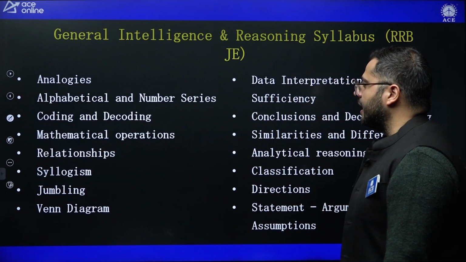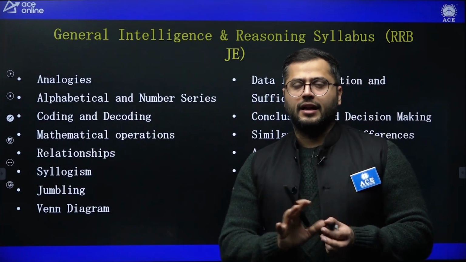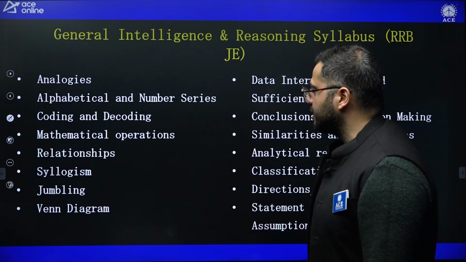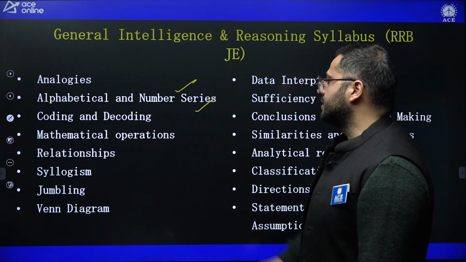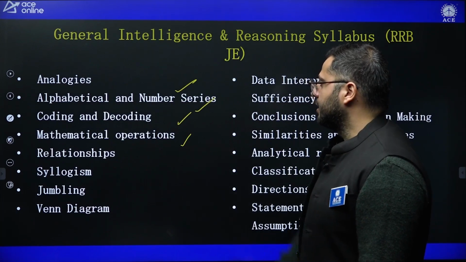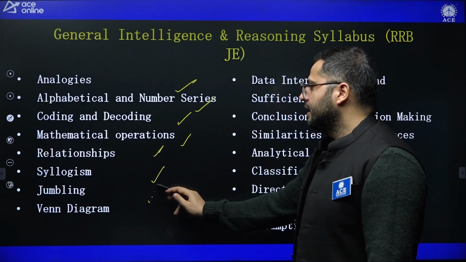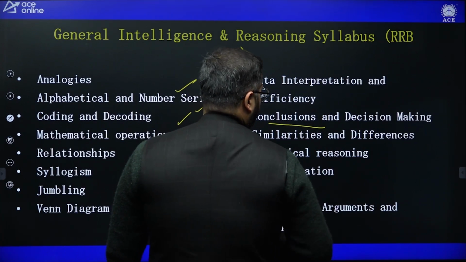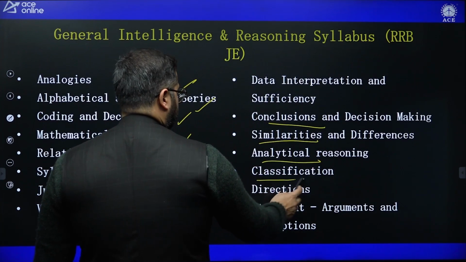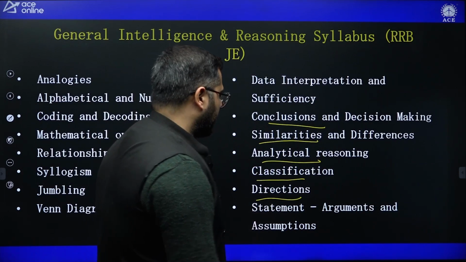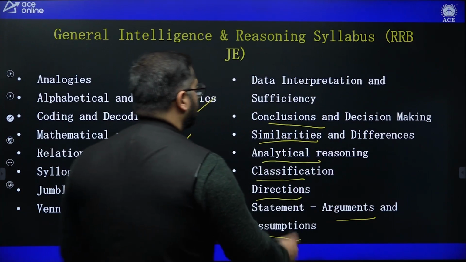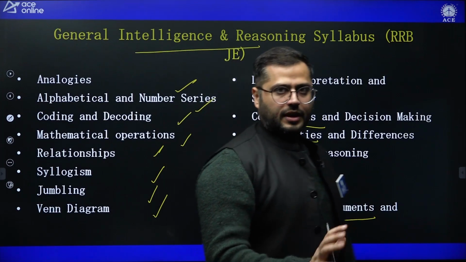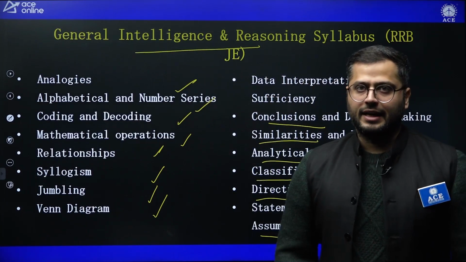After this, general intelligence and reasoning. Both SSC JE and RRB JE are approximately the same. Analogies, alphabetical and number series, coding and decoding, mathematical operations, relationships, syllogism, jumbling, Venn diagram. After that, data interpretation, sufficiency, calculation, decision making, similarities, analytical reasoning, classification, directions, statements based on arguments and assumptions. This is to be asked in the general intelligence and reasoning portion of RRB JE. So keep this in mind, the syllabus is approximately the same as SSC JE.